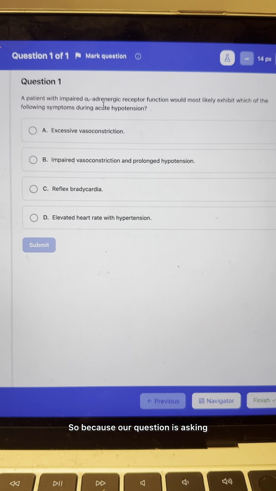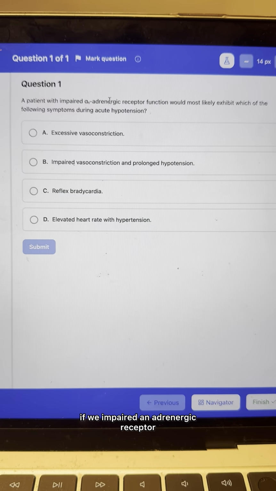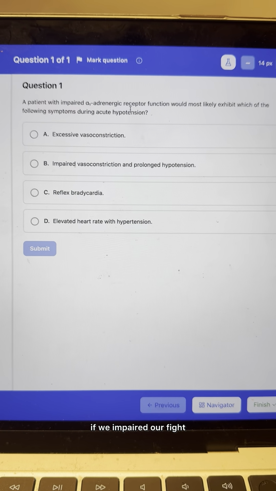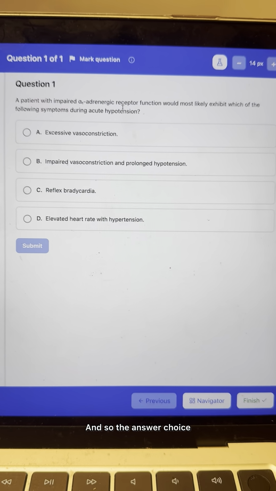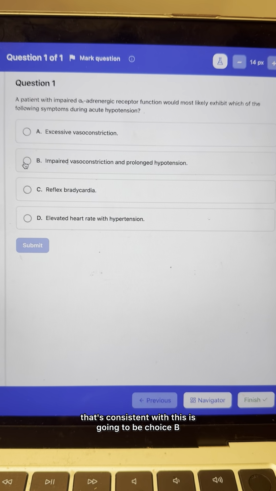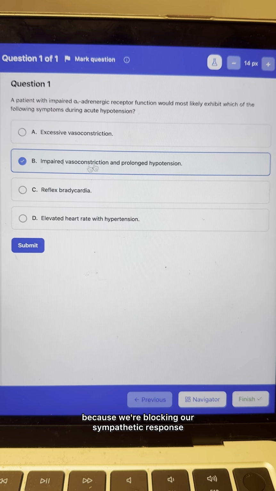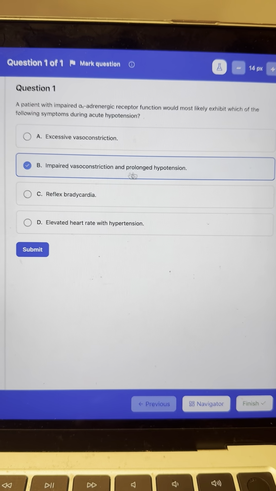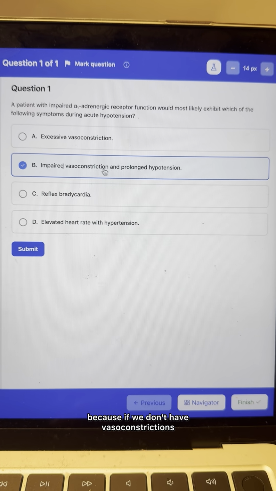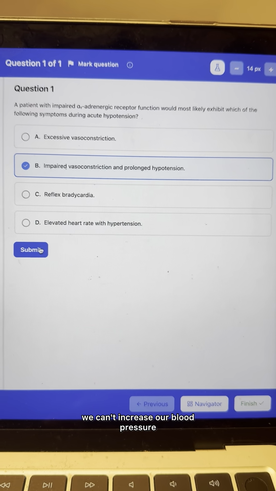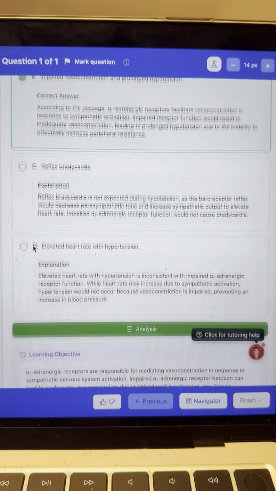So because our question is asking what would happen if we impaired an adrenergic receptor, it's asking what would happen if we impaired our fight or flight response. And so the answer choice that's consistent with this is going to be choice B. We're going to have impaired vasoconstriction because we're blocking our sympathetic response, and prolonged hypotension because if we don't have vasoconstriction, we can't increase our blood pressure.